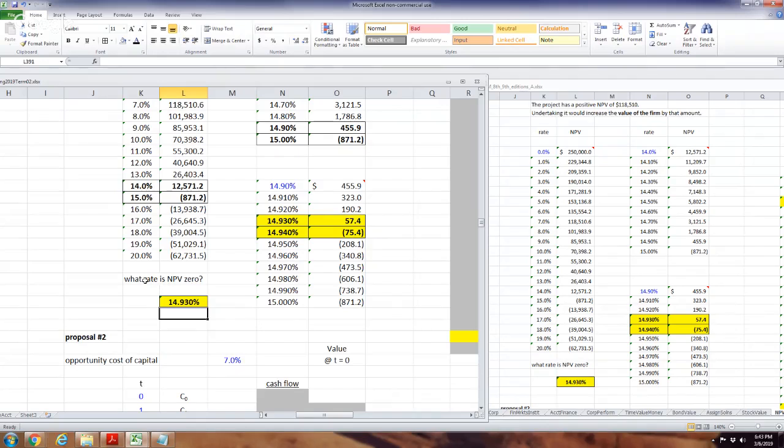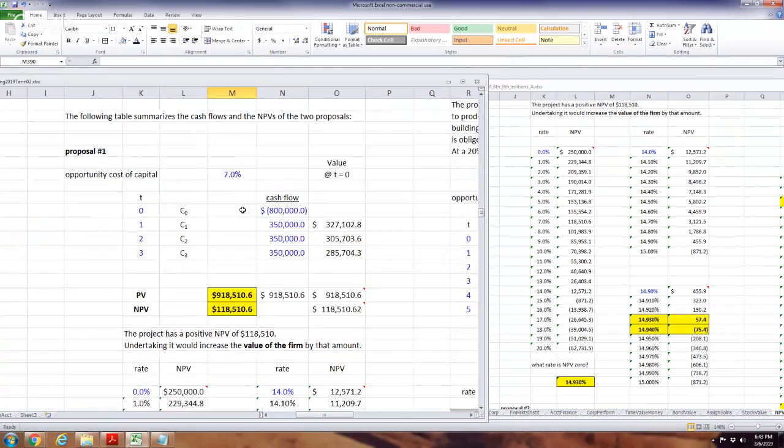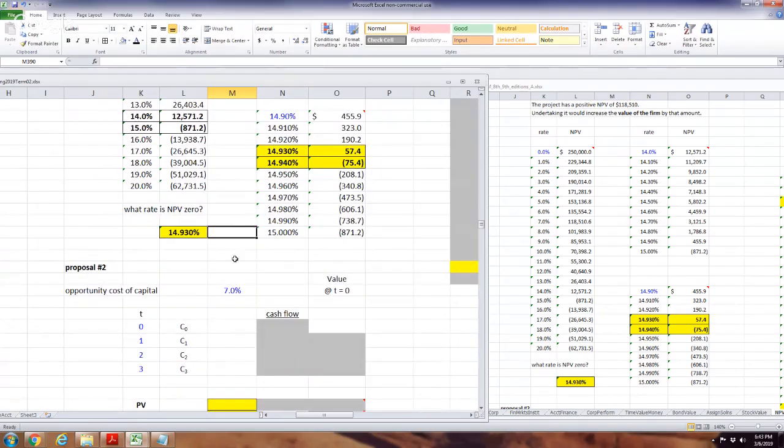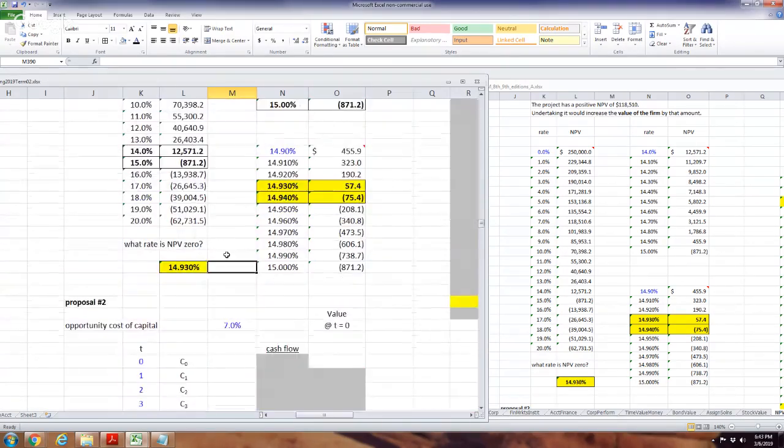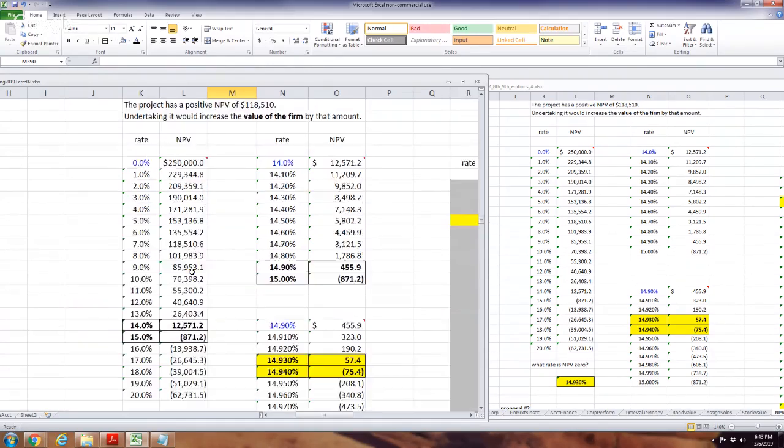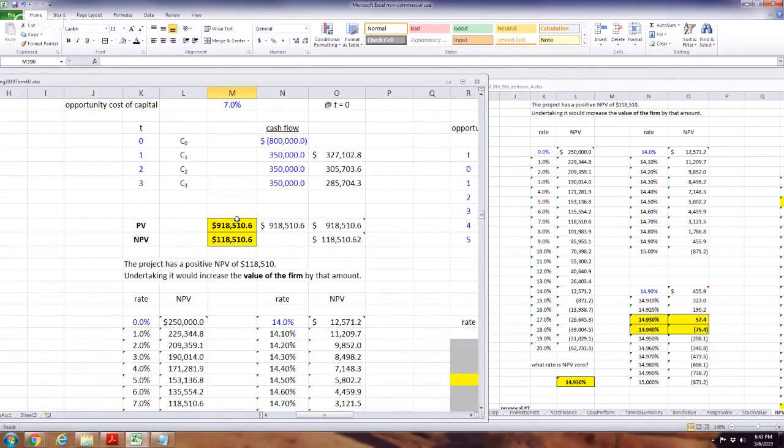So what rate is NPV 0? 14.93. So again, I'm explaining what we're doing, not just all the details. You assumed a 7% cost of capital, and this project is really throwing off a 14.93% annual return, based on these cash flows, based on coming in at 800,000, based on getting 350 every year. So you valued it at these numbers, and you underestimated your return. Now, if you picked 15 as your opportunity cost, then this is NPV be 0, and you say, hey, that's the return.